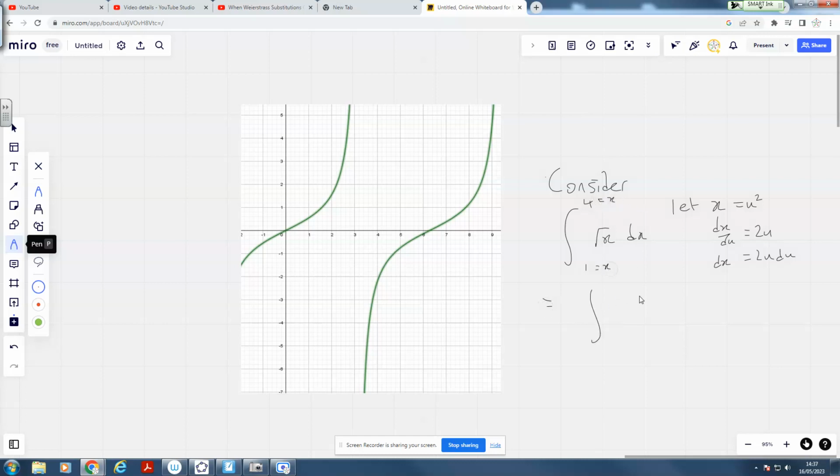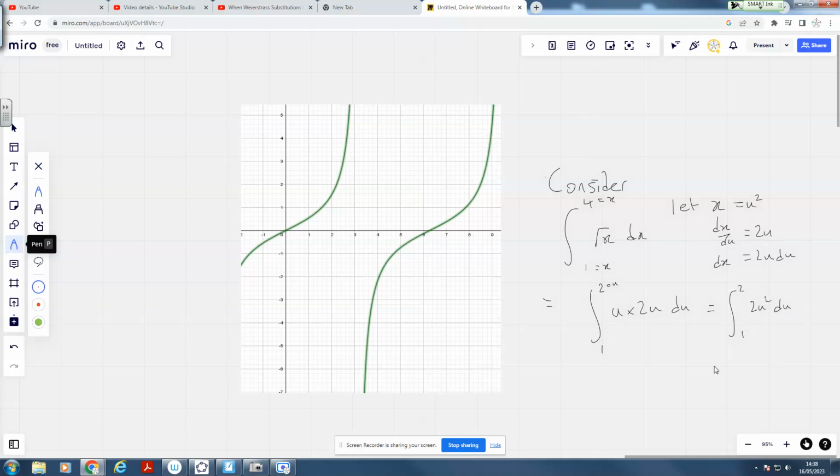Okay, so our limits are in terms of x. Let's put them in terms of u. Now, typically, you would just take the positive root of this, wouldn't you? Well, you put in 4 here, and you take u is 2 and u is 1. And therefore, we've got root x, which is u, multiplied by 2u du. And so we've got 2u squared.